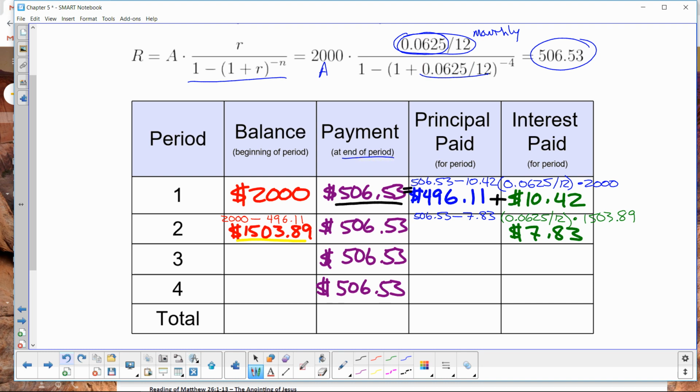And so what's that going to be? That's going to be $490.870. And notice once again, that number plus my interest equals my payment. Right?